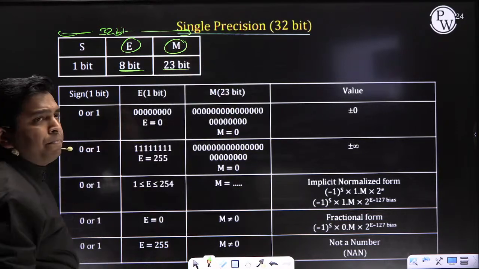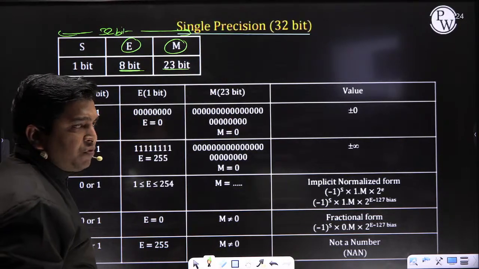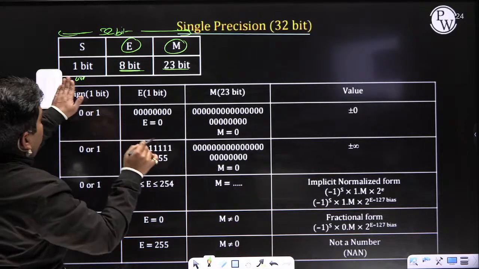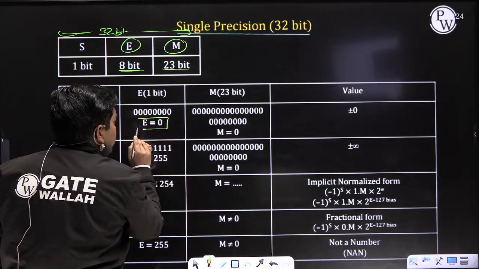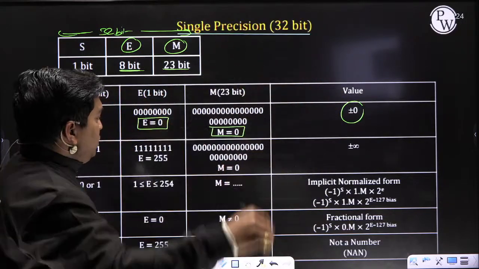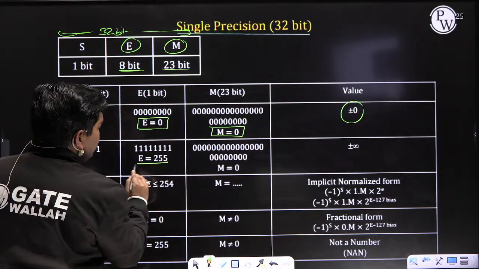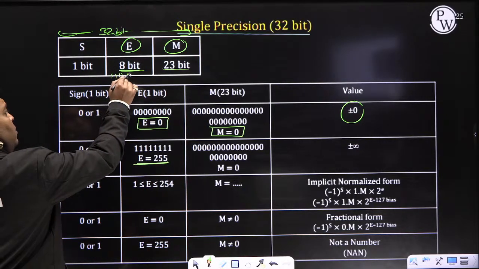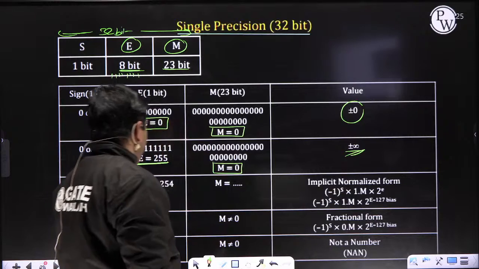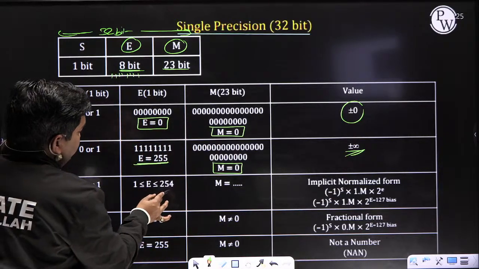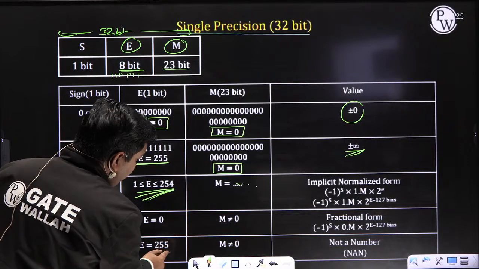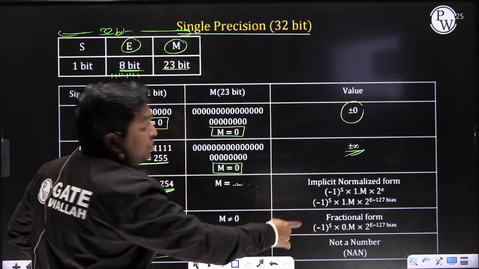Now it has some points. S will be either 0 or 1 for positive or negative. If E is 0 and Mantissa is 0, then it will be either plus 0 or minus 0. If all E bits are 1, meaning all 8 bits, that is 255, and Mantissa is 0, you can represent plus or minus infinity. Otherwise, if E is between 1 and 254, then it is implicitly normalized, otherwise fractional form. If E is 255 and Mantissa is not 0, then it is called not a number.